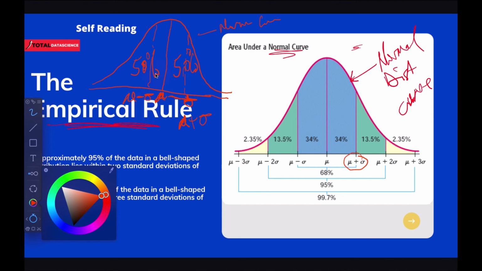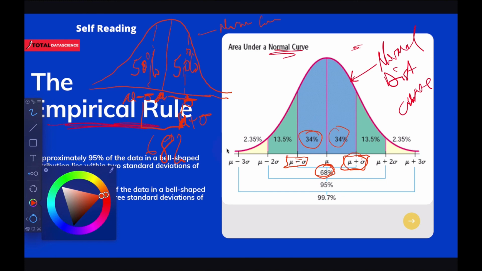If you move one standard deviation away from the mean, then you are capturing 68% of your data set. That's what you can see over here. So if you move one standard deviation to either the left or the right, you're capturing 68% of your data set, which means we have 34% at either side.